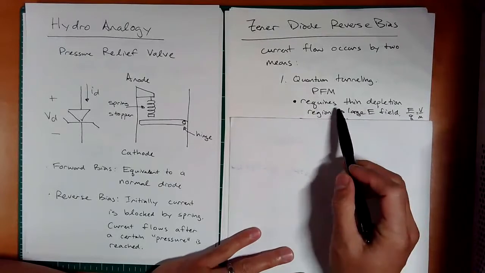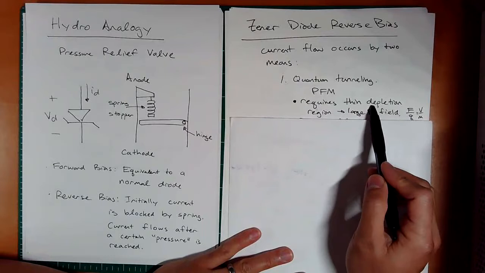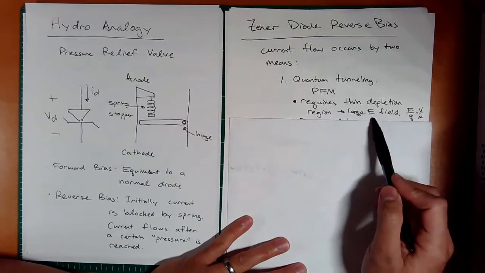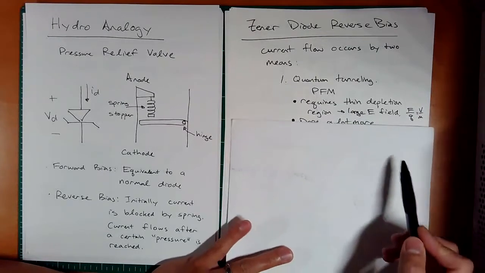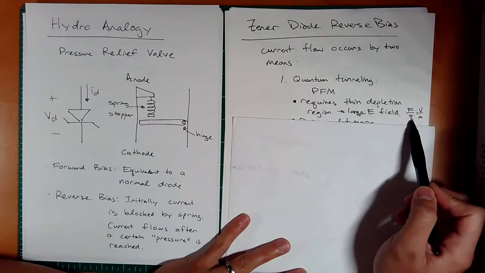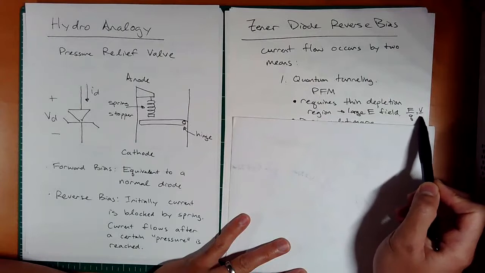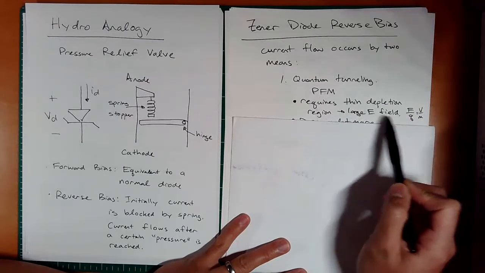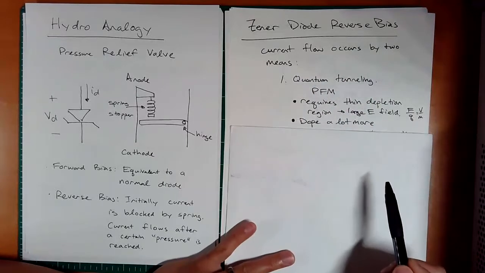If you have a very thin depletion region, remember that's kind of like a resistive thing that you have to overcome. What happens is, if you get a large enough E field, where an E field is defined as force per charge, and it's also the same as volts per meter, you can get a lot of force per charge if you have a very thin distance. So for the same amount of voltage, you get a thin distance, you get a lot of force per charge, which means you get a large E field, which means you can enable this quantum tunneling effect.